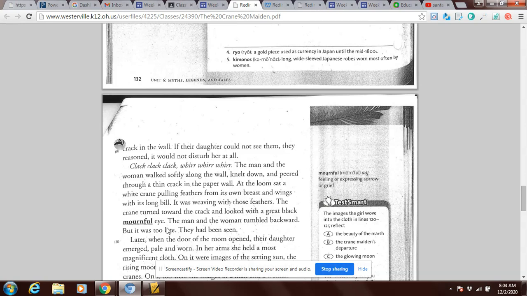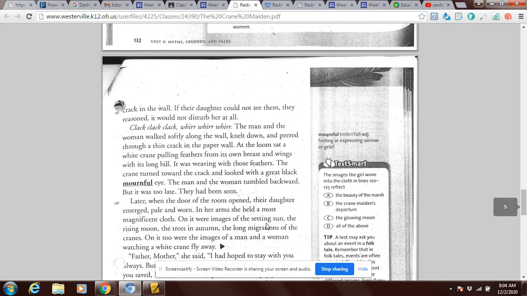The man and the woman tumbled backward, but it was too late. They had been seen. Later, when the door of the room opened, their daughter emerged, pale and worn. In her arms she held a most magnificent cloth. On it were images of the setting sun, the rising moon, the trees in autumn, the long migrations of the cranes. On it, too, were the images of a man and a woman watching a white crane fly away.